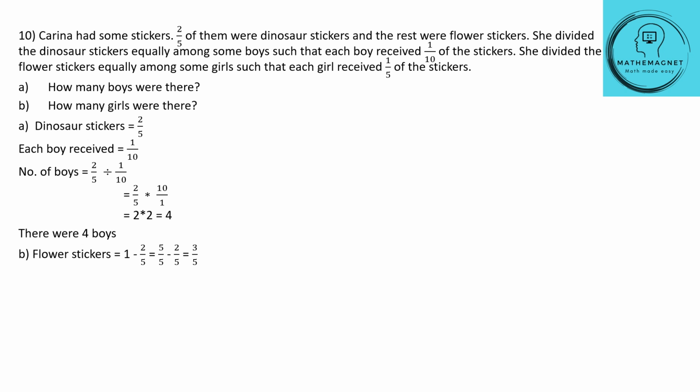So there were 3 by 5 flower stickers that she has divided amongst the girls such that each girl receives 1 by 5. Now to find the number of girls, we will have to divide 3 by 5 divided by 1 by 5. It becomes 3 by 5 into 5 by 1. So 5 and 5 cancel out, which will be equal to 3. So the number of girls were 3. So there were 3 girls.